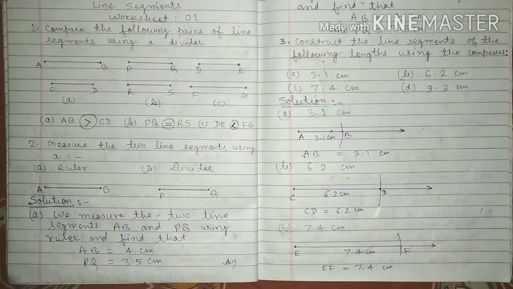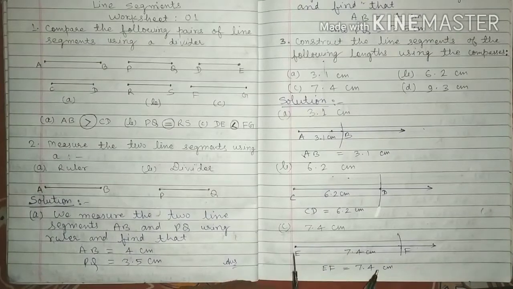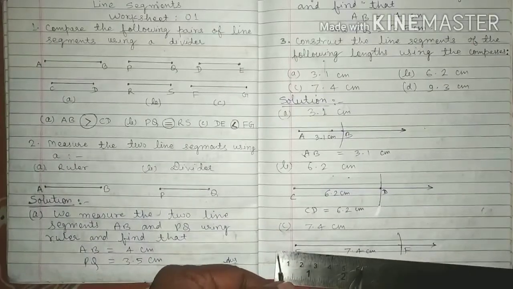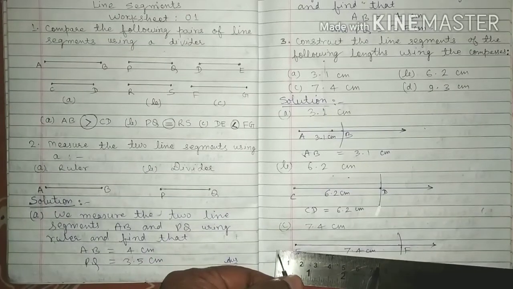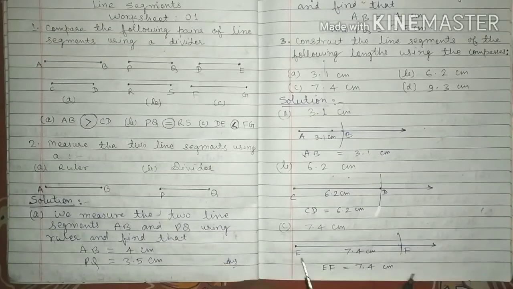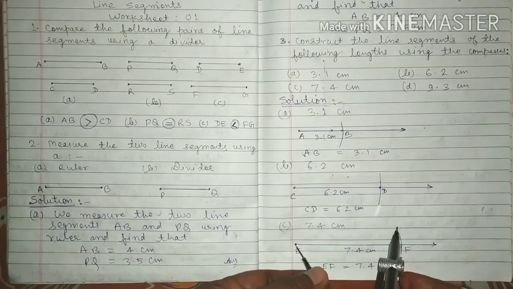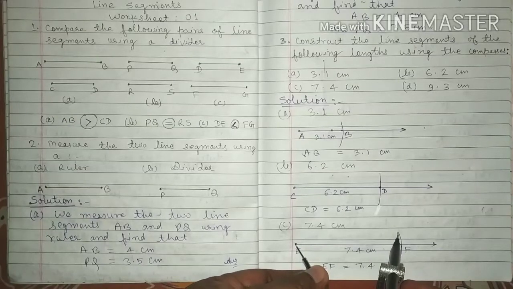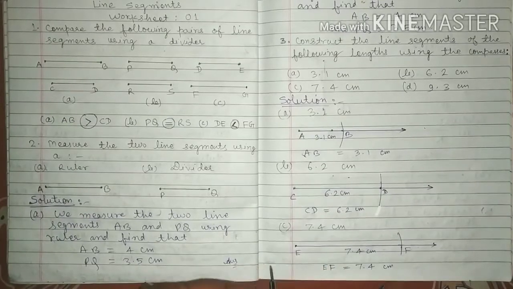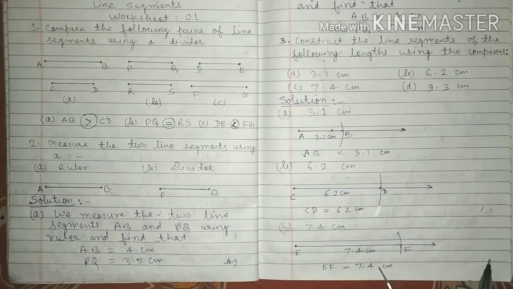Now question number C, 7.4 centimeter. We draw a ray and we put the needle of the compass at E, and we first measure 7.4 centimeter from the ruler, and we cut an arc of length 7.4 centimeter which cuts at F. So EF is equal to 7.4 centimeter. This is the answer of question number C.